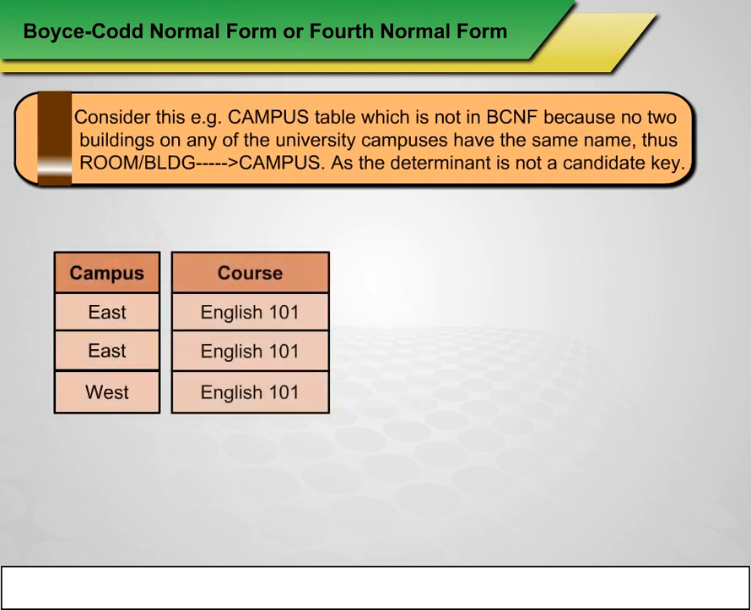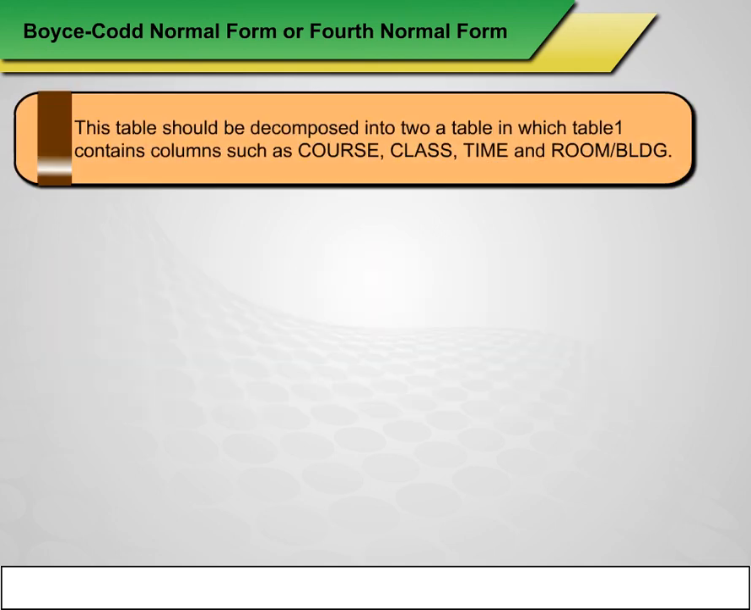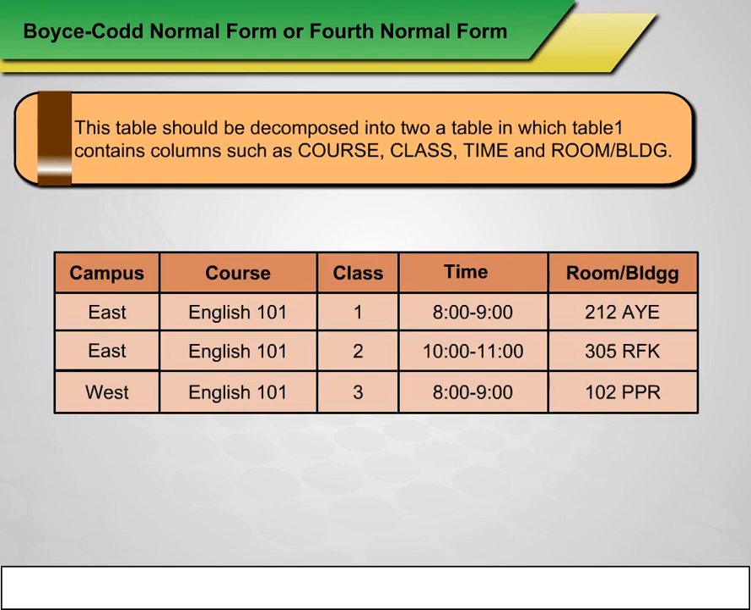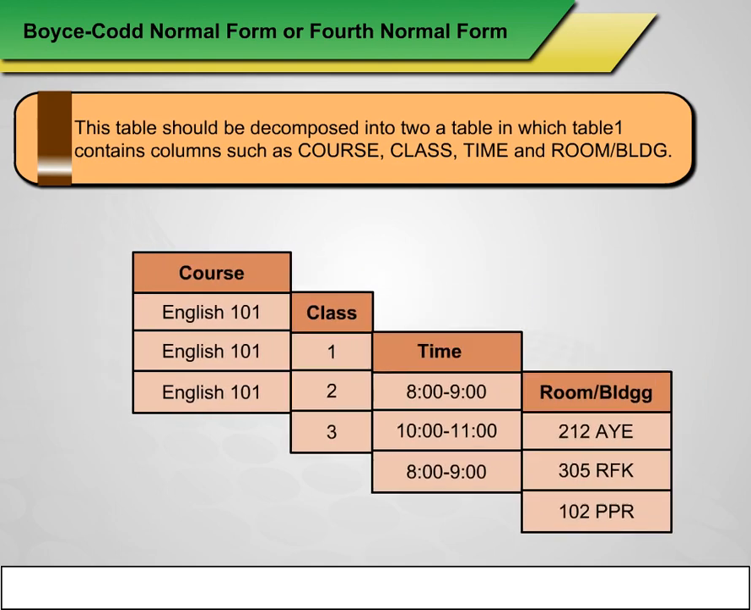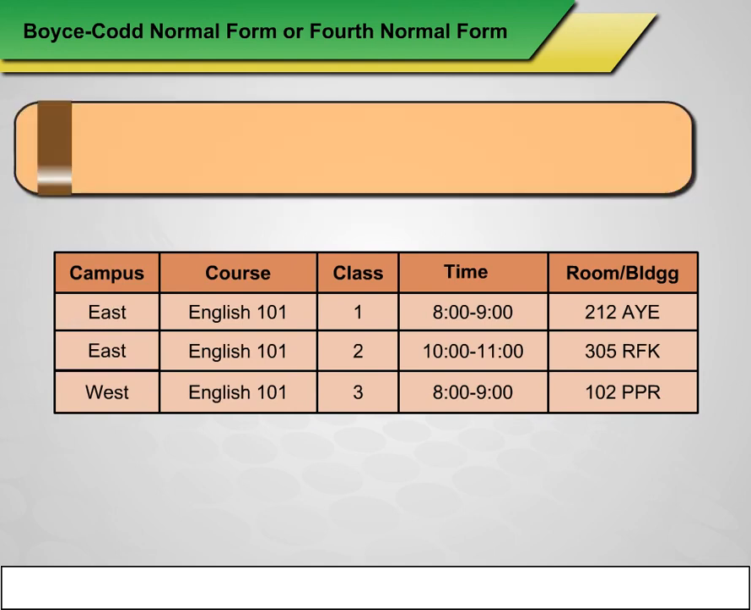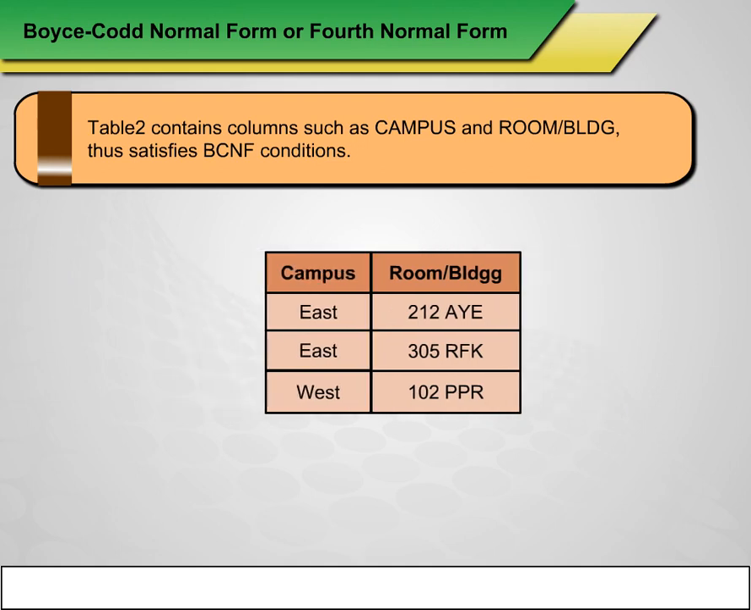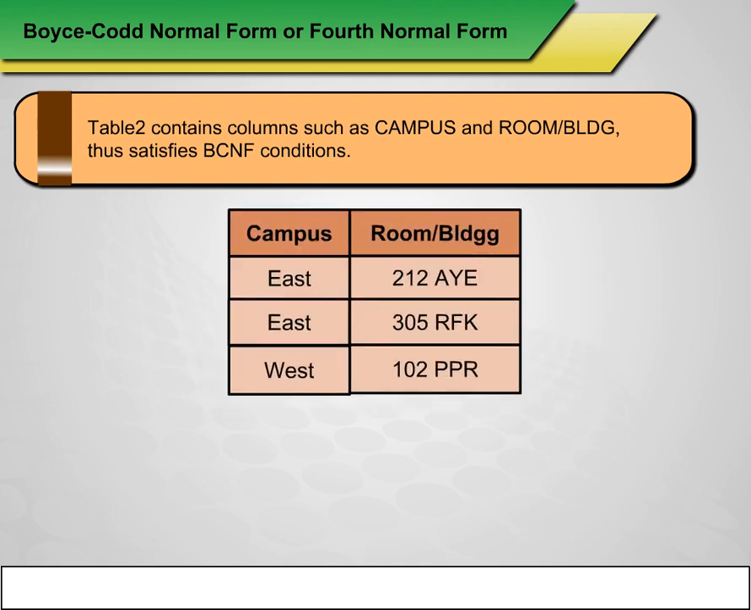Consider this example. The campus table is not in BCNF because no two buildings on any of the university campuses have the same name. Thus, room or building to campus, as the determinant, is not a candidate key. This table should be decomposed into two. Table 1 contains columns such as course, class, time, and room or building. Table 2 contains columns such as campus and room or building, and thus satisfies BCNF conditions.